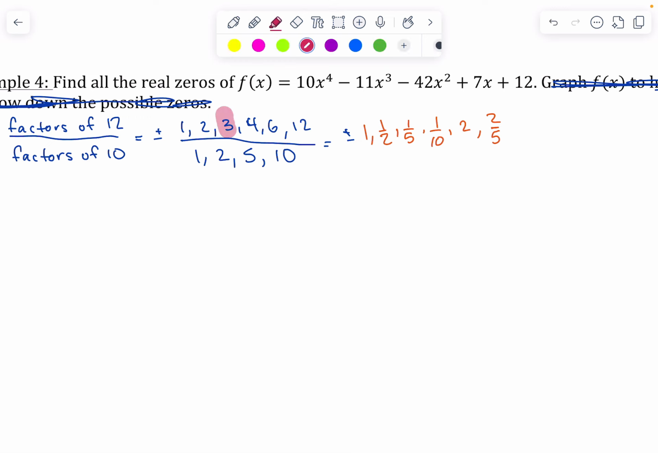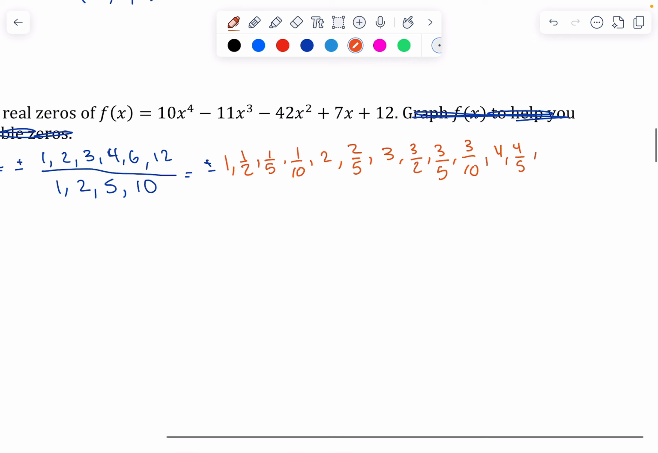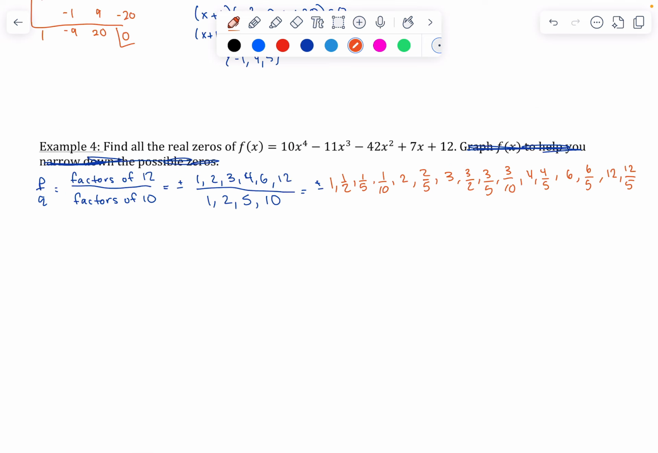So now 3. Okay, 3 over 1 is 3. 3 halves, 3 fifths, 3 tenths, and now we move on to 4. Okay, and we're just going to keep doing that. So 4, 4 fifths. I don't need any of the other ones because I already have them. 6, 6 fifths, 12, 12 fifths. So these are all the possible zeros.